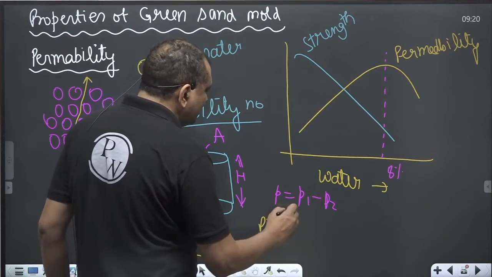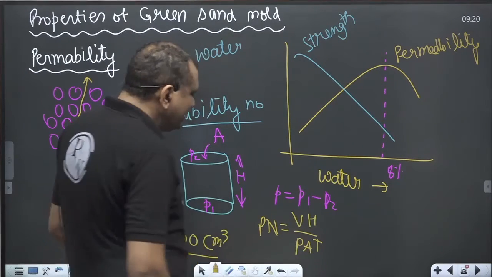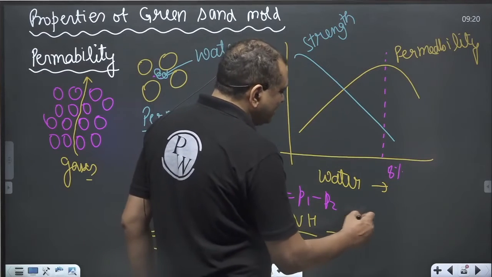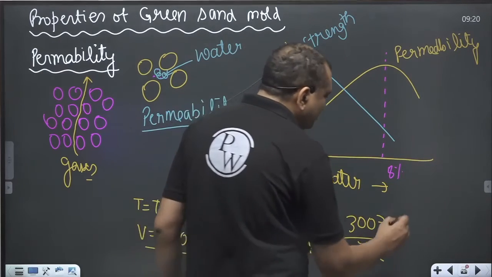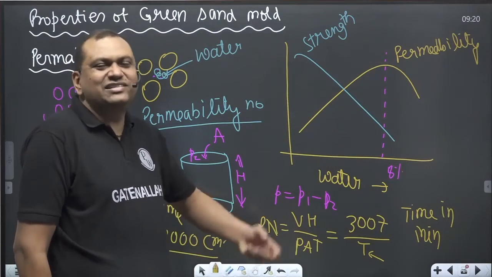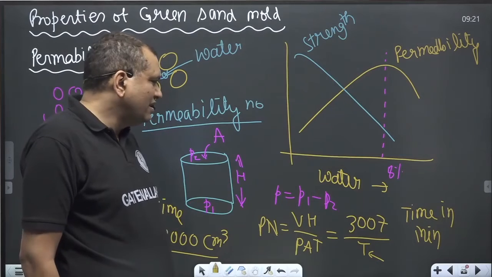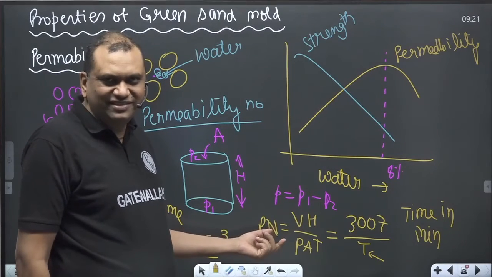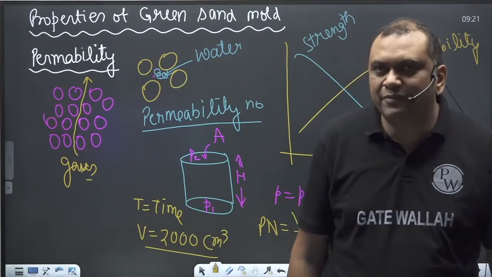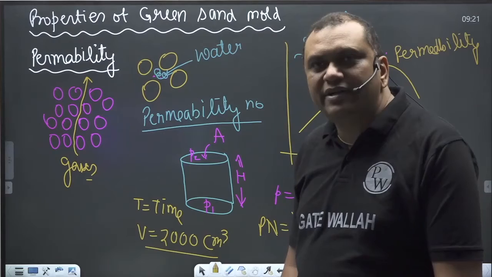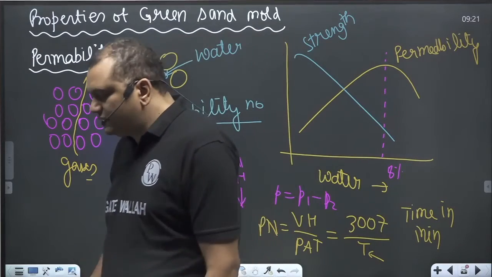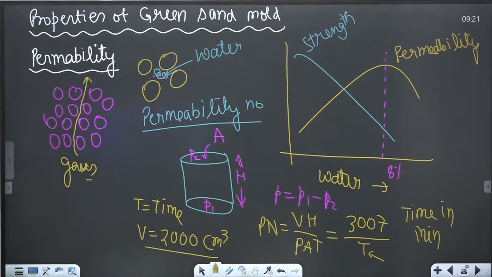So permeability number is VH over PAT. See, it's very difficult to remember formulas. So generally everything is standard. So just remember 3007 divided by T, where T is the time in minute. Because unnecessarily so many dimensions are given, it will take you a lot of time to calculate. Everything, H, A, V is standard. P is generally 10 grams per centimeter cube. So permeability number is 3007 divided by T, T is the time in minute. And between the permeability and the strength, there is an inverse relationship.